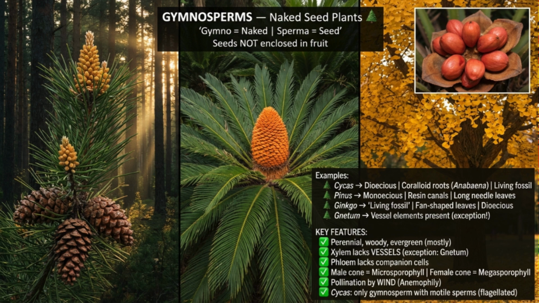Cycas is a living fossil and the only gymnosperm with motile, flagellated sperms. That's a direct NEET question. It also has coralloid roots with the cyanobacterium Anabaena for nitrogen fixation. Ginkgo is another living fossil with beautiful fan-shaped leaves.